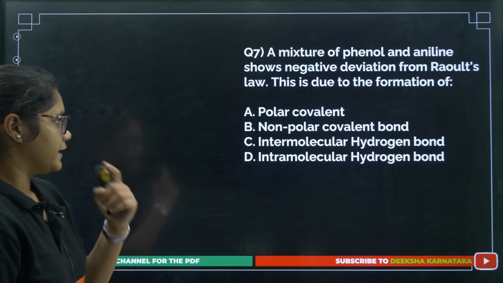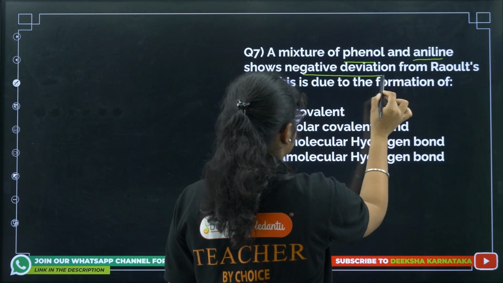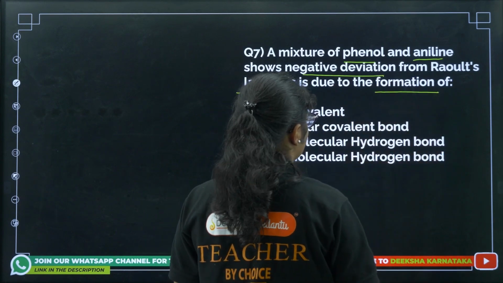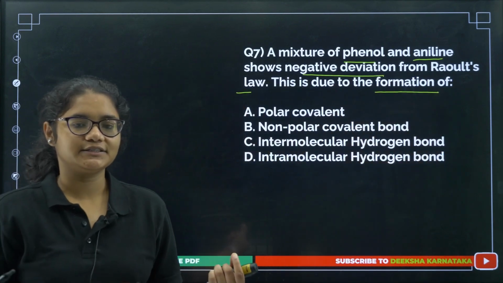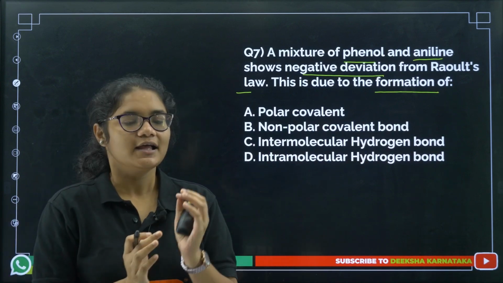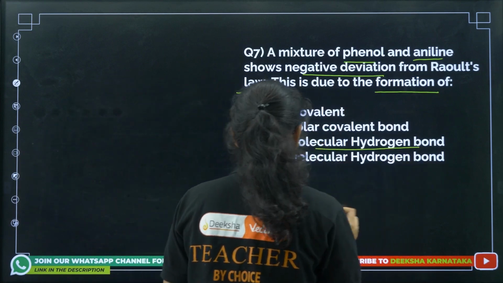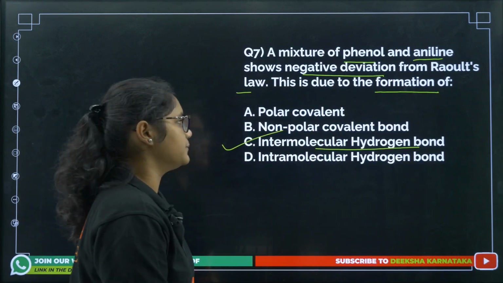Okay. Next, a mixture of phenol and aniline shows negative deviation from Raoult's law. This is due to the formation of. So negative deviation means the interaction between phenol and aniline has increased, right? Now this is due to the formation of intermolecular hydrogen bonding. Okay, so option number C.